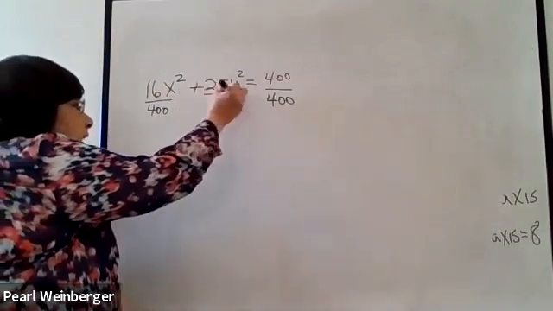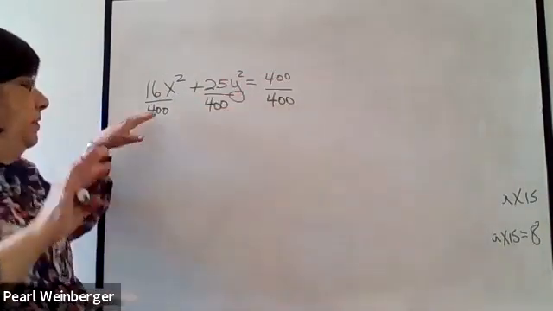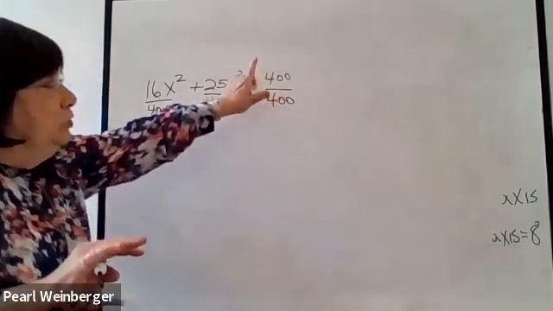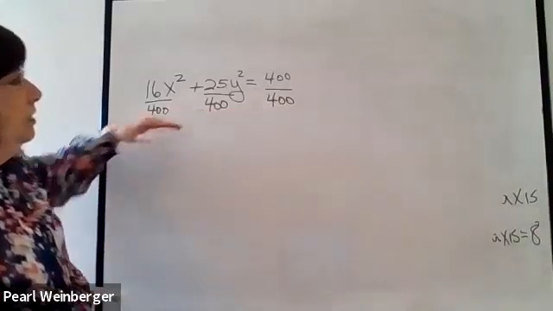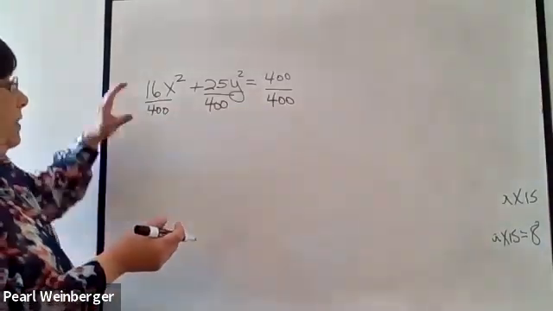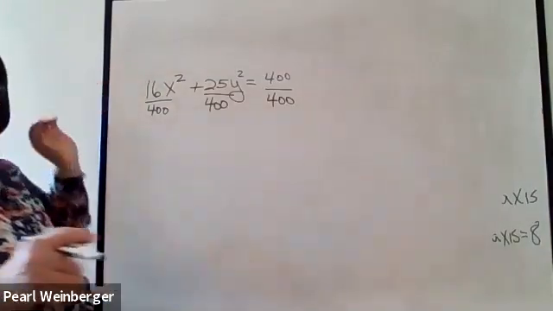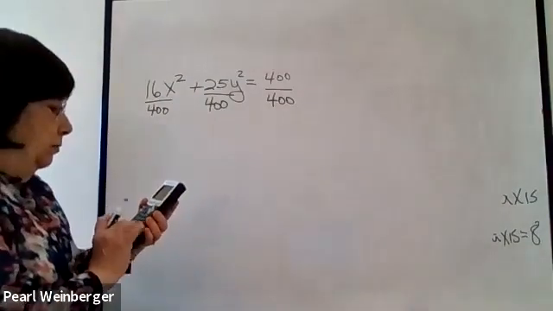In other words, I have to divide every single term of this equation by the number that's over here so that it ends up being 1. I have to do the same thing to everything so that I maintain my equality. And then I have to reduce. Well, I'm going to have my calculator help me.